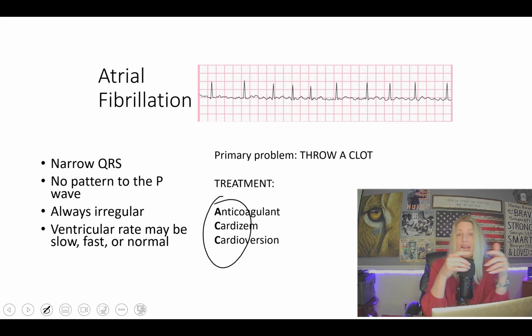Like, I could count them in the flutter. There were a lot, but I could count them. Here, there are so many, I can't even count them, and they're kind of even over top of each other. So we still have a narrow QRS. Remember, a narrow QRS tells me that the electrical impulse is traveling quickly through the ventricles, which is exactly what I want. So I go, well, that's good. I'm glad I have a narrow QRS.